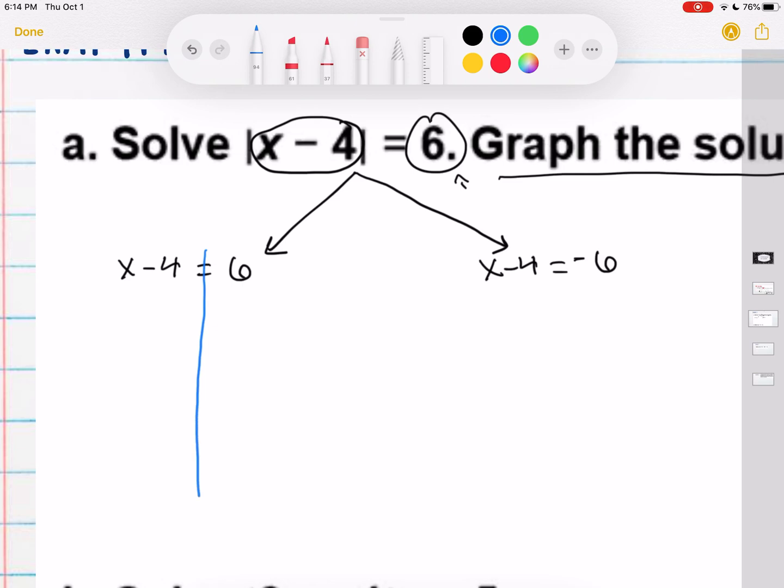Well, these are simple one-step equations. x minus 4 equals 6. How do I get x by itself? Well, I get rid of the 4. It's minus 4, so I add 4 to both sides, and I'm left with x equals 10. That's one solution.